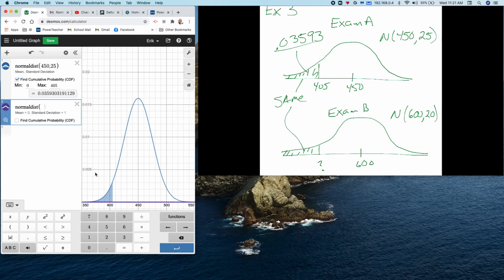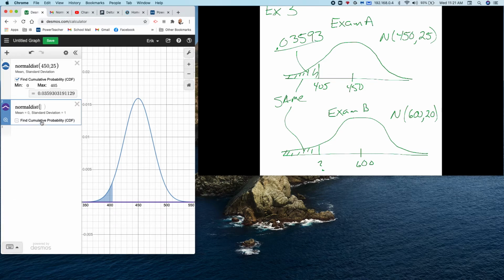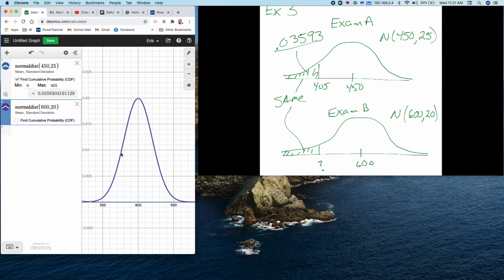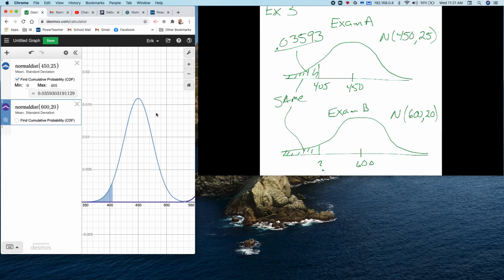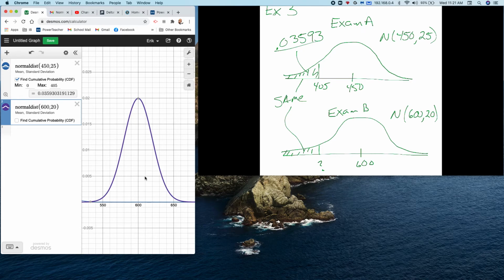It's going to be in purple. So for this new normal distribution, I'm going to do 600, standard deviation of 20. Now that one's way out here. If I do zoom fit, it'll show me that one. So this is my new normal distribution. And I need to figure out what I need to plug in so I get this exact same amount here. Okay, so let me just try some things.